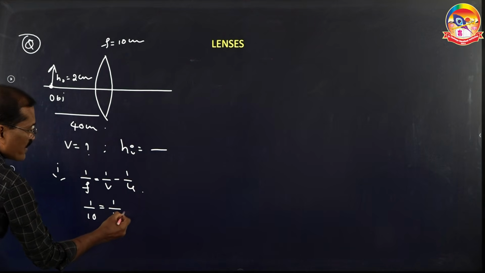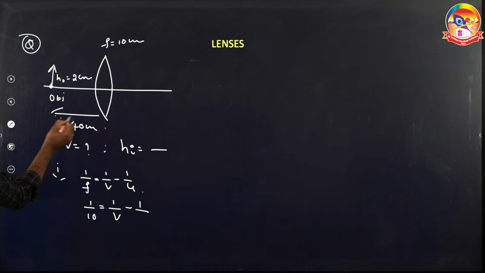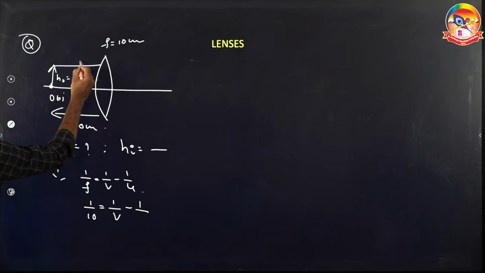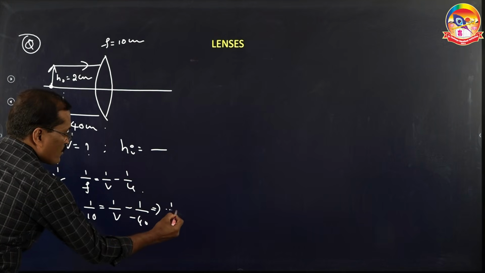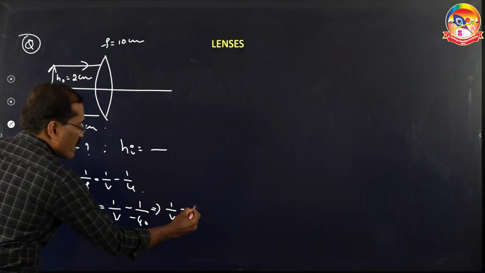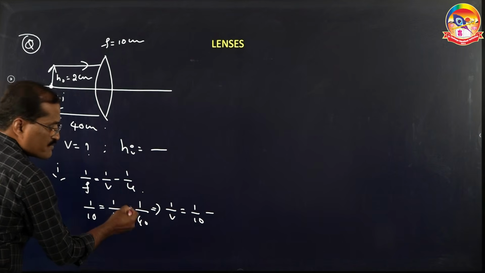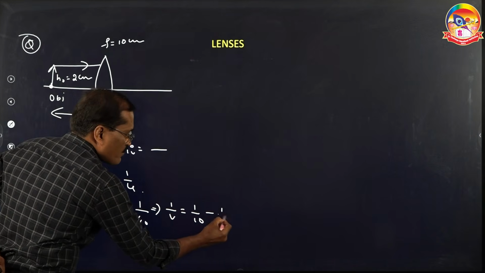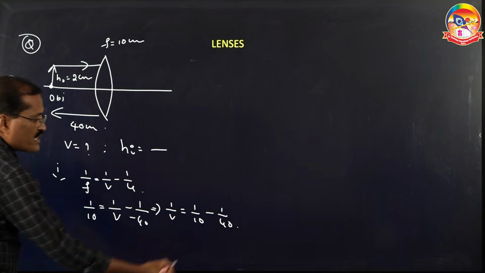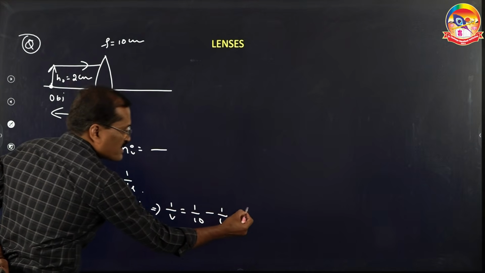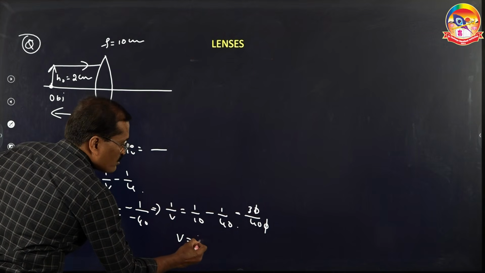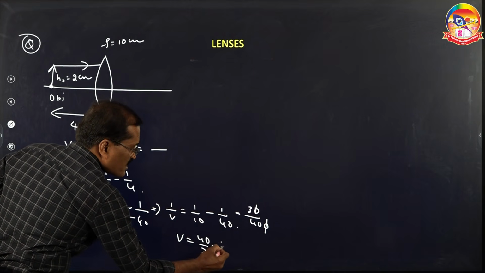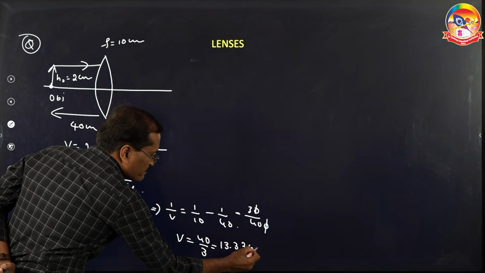1 by v to be found out, 1 by u, u is to be taken negative because the incident rays are striking like this, which is equal to minus 40. For this you can say 1 by v is equal to 1 by 10 minus, because minus of minus is plus, 1 by 40. You can say that here, which is equal to 40 minus 10, 30 by 400. So v is equal to 40 by 3, which is 13.33 centimeters.